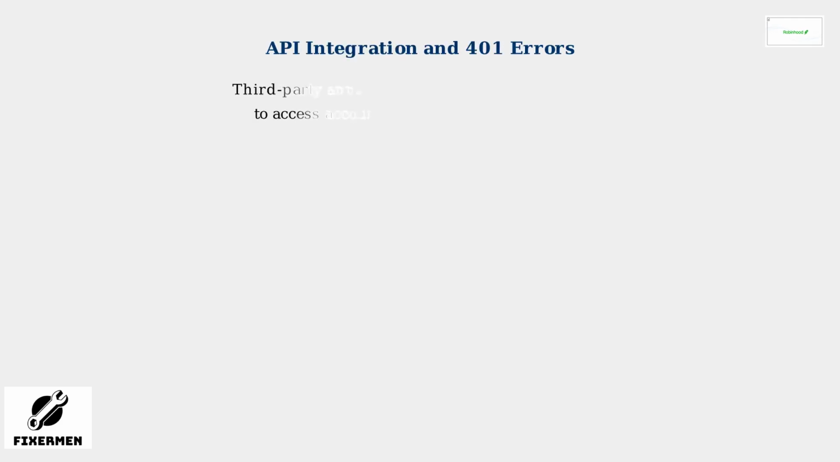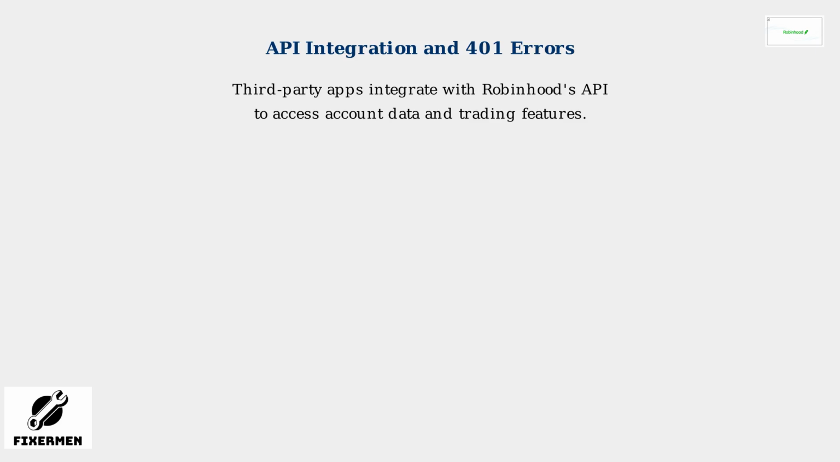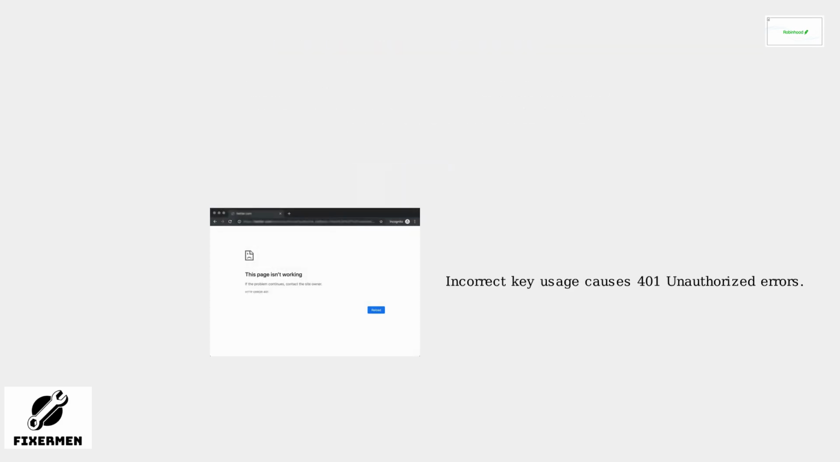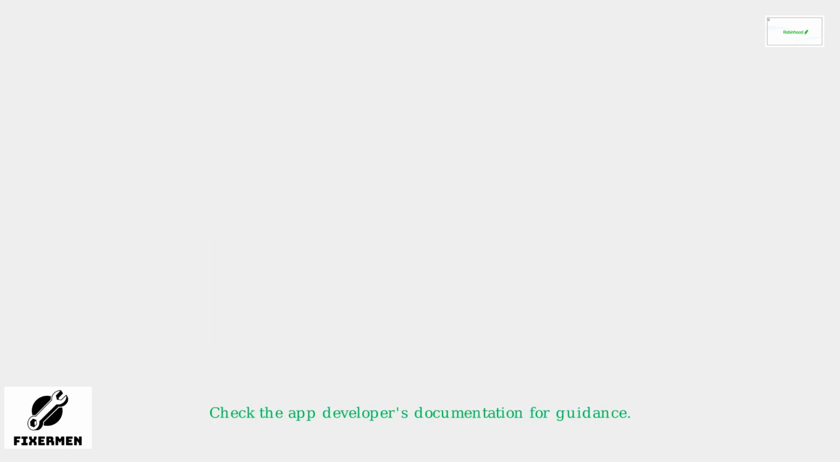When using third-party apps that connect to Robinhood's API, authentication is handled through API keys. This diagram shows how API keys connect the app developer, the application, and the API producer to enable data access. Long-lived API keys are essential for stable connections, but they must be implemented correctly to avoid errors. If API keys are mishandled, users may see HTTP error 401 unauthorized, indicating failed authentication. To resolve this, always refer to the third-party app developer's documentation for proper API key setup and usage instructions.